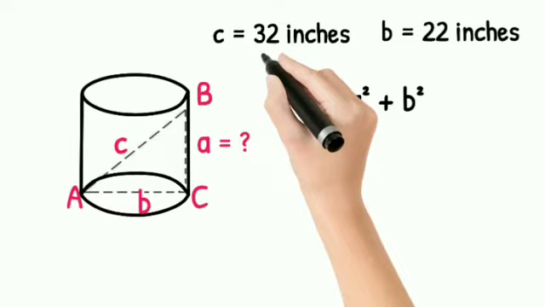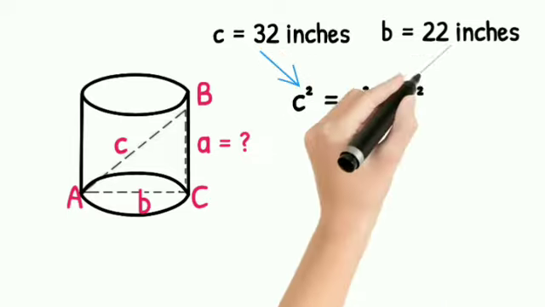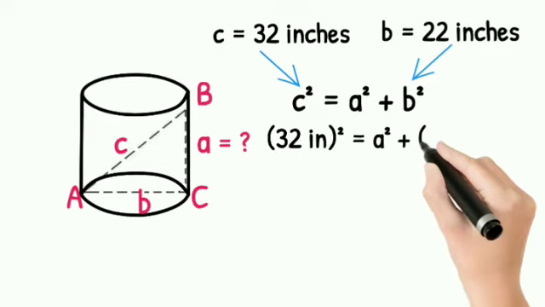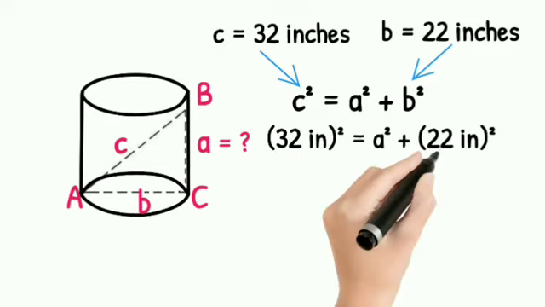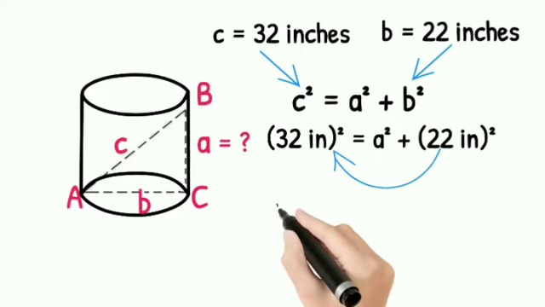To start solving the unknown height of the cylinder, substitute the values of hypotenuse c and the diameter b to the Pythagorean formula. Thus, the equation will now become the quantity of 32 inches squared is equal to a squared plus the quantity of 22 inches squared. To start solving the height of the cylinder, subtract the quantity of 22 inches squared from the quantity of 32 inches squared by transposing to the other side of the equation, then rearrange it from left to right.